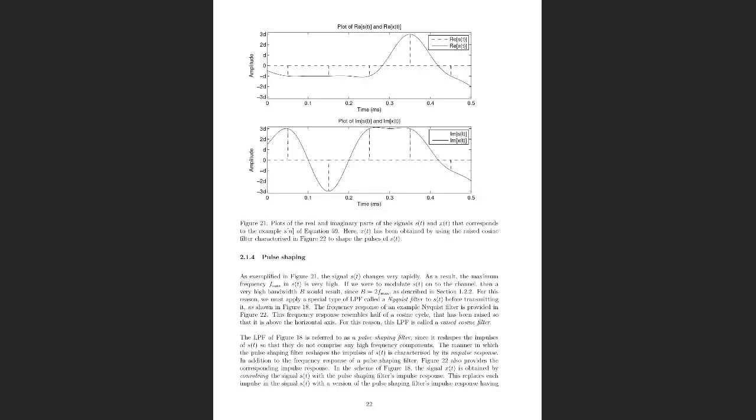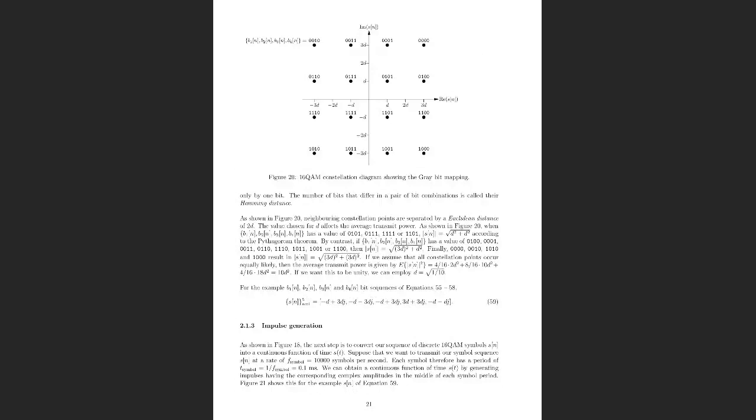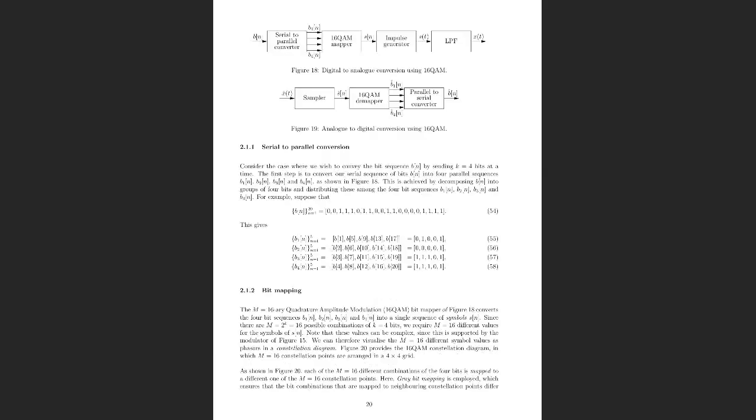16 QAM is something like this, right? The schematic is here. Let's zoom in a little bit. So 16 QAM would map 4 bits onto a symbol. When you have a string of binary bits, you first arrange them into groups of 4 bits. So the first symbol will be mapped by 0011. There is a serial-to-parallel converter, so we have 4 bits assigned to a symbol.